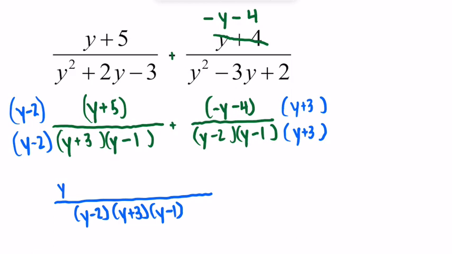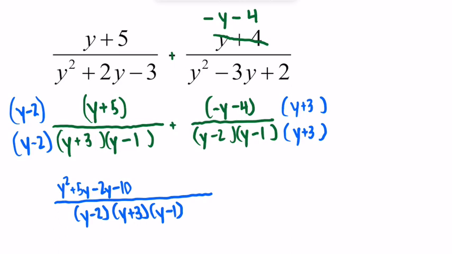The first terms, y times y, is y squared. The outside terms, y times 5, we have 5y. The inside terms, negative 2 times y, we have minus 2y. The last terms, negative 2 times 5, we have minus 10.